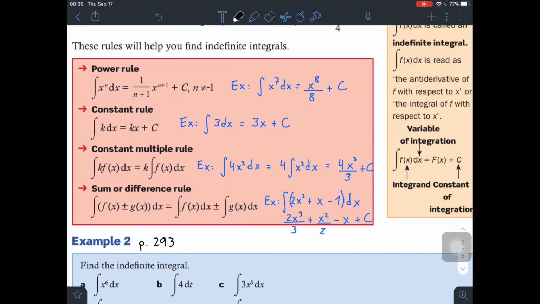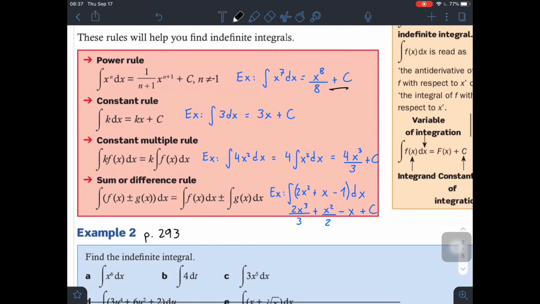So for example, here's an example. The integral of x to the power of 7 dx is equal to x to the power of 8. We increase the exponent by 1 and we divide the whole expression by the new exponent plus c, right? That's the power rule for integration.